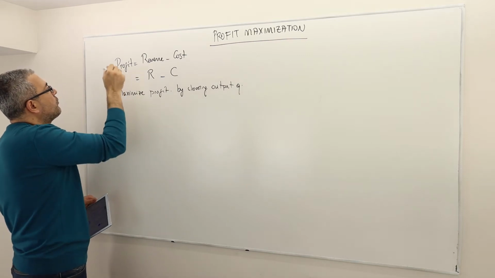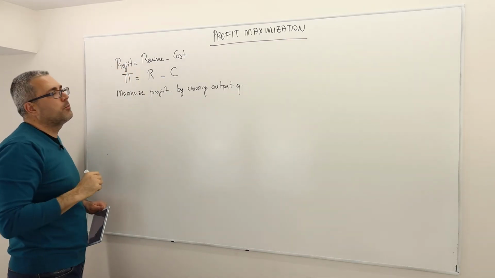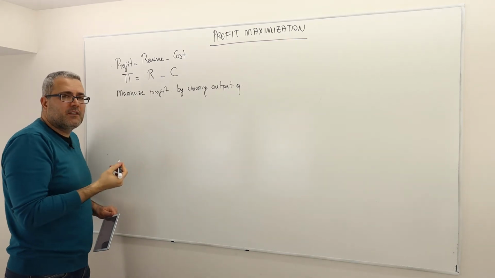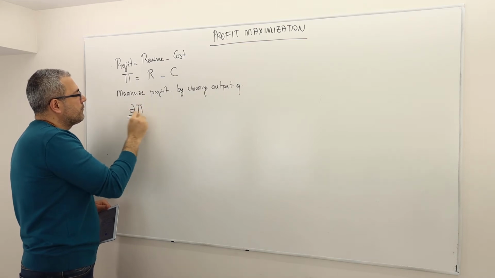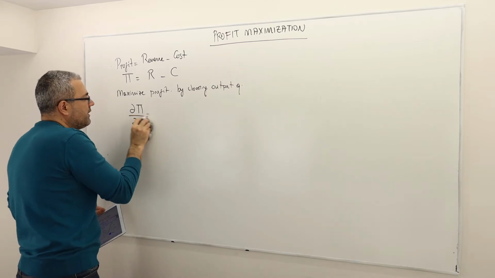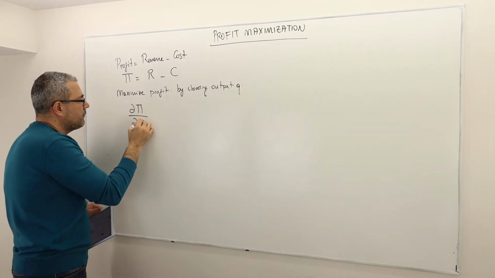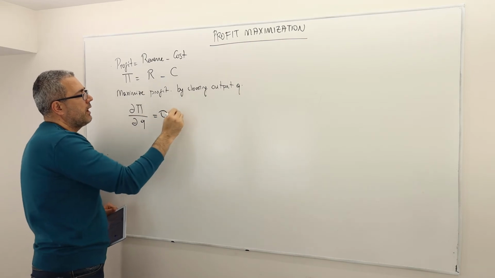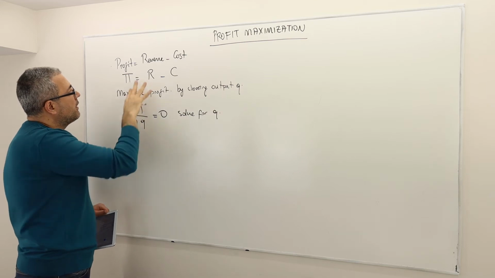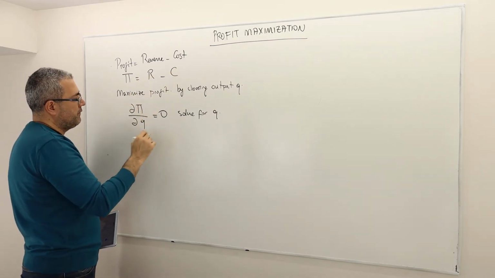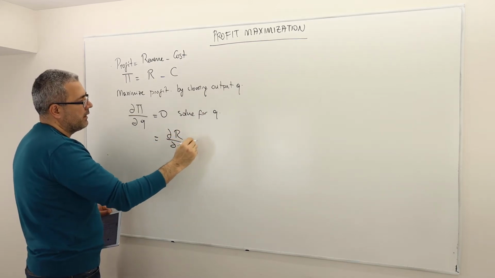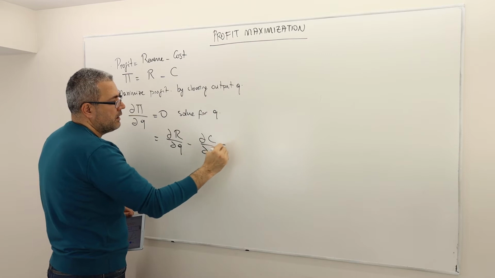So if this is the case, profit, by the way, we usually write as pi. So pi is equal to R minus C. So how do we maximize a function? Well, simple. You basically take the derivative. It doesn't have to be partial, but with respect to quantity, set it equal to 0 and solve for Q. All right? So if you do that, when you take the derivative of this profit function, you actually get del R del Q minus del C del Q equals 0.